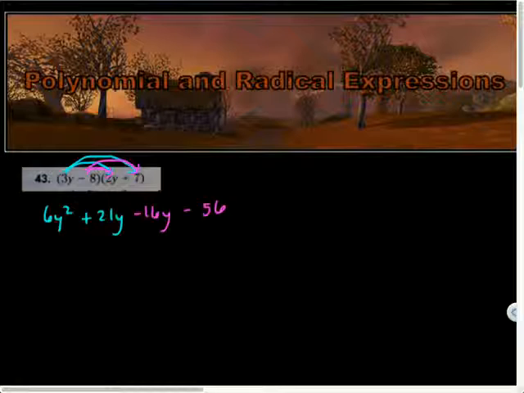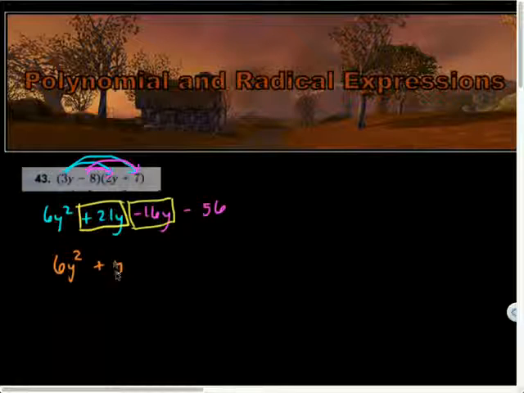Whew, that was scary. So, let's combine some like terms. Does 6y squared have any friends? No friends. Does 21y have any friends? Yeah, we could combine them with the negative 16y over here, right? They're friends because they have the same variable and the same exponent. The trick to combining like terms is adding or subtracting their coefficients, but the variable remains unchanged.